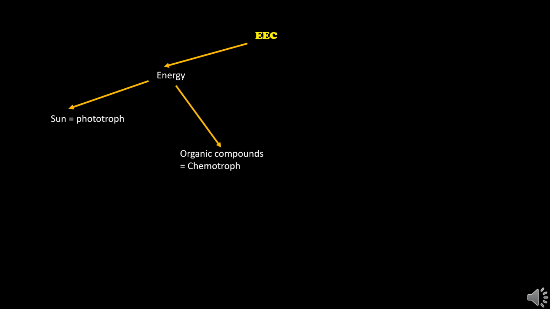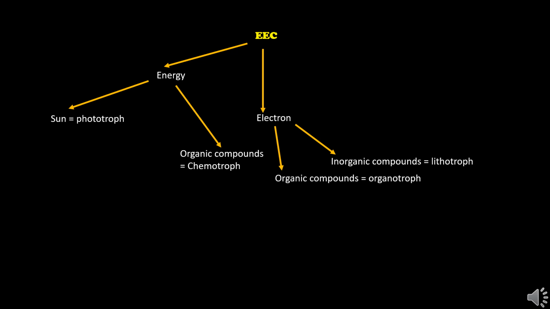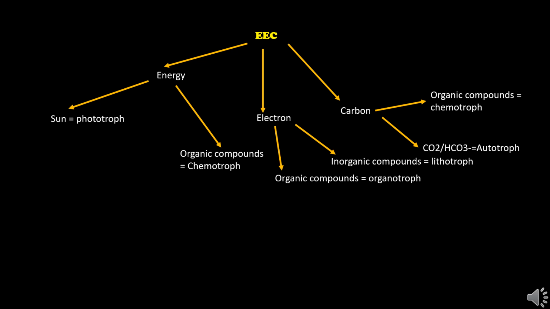The nutritional types or metabolism of the bacteria are divided into three: energy, electrons, and carbon, or summarized EEC. For the energy, the first E, if the bacteria or the cell gets their energy from sun, it's a phototroph. If they get their energy from organic compounds, they're a chemotroph. For electrons, if they get their electrons from organic compounds, they're organotrophs, and from inorganic compounds, they're called lithotrophs. Finally, for carbon, if they get their carbon from organic compounds, they're known as heterotrophs, and if they get it from carbon dioxide or bicarbonate, they're considered autotrophs.